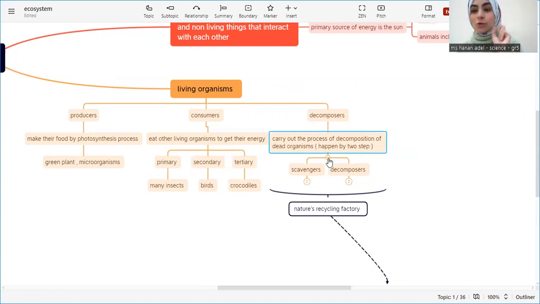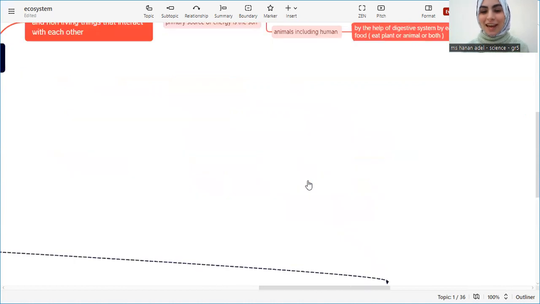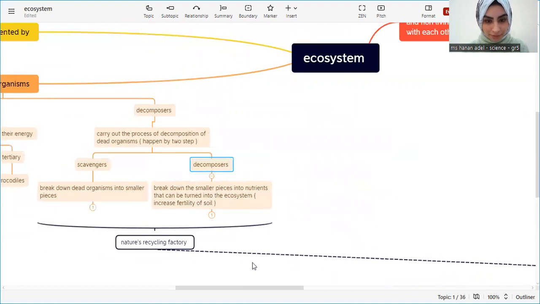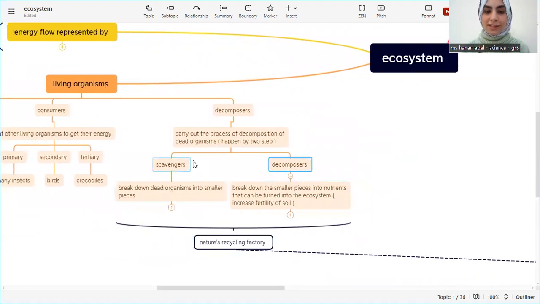And it happens in two steps. The first one is by the help of the scavenger, the second one by the help of the decomposer. What is the exact function of each one of them, or how do they do this process? Let me explain it. First of all, the scavenger. The scavenger is like a mommy and the baby. Imagine that the baby here is the decomposer. They can't eat the big things, so we have to cut it into smaller pieces to give them this food so they can eat it.